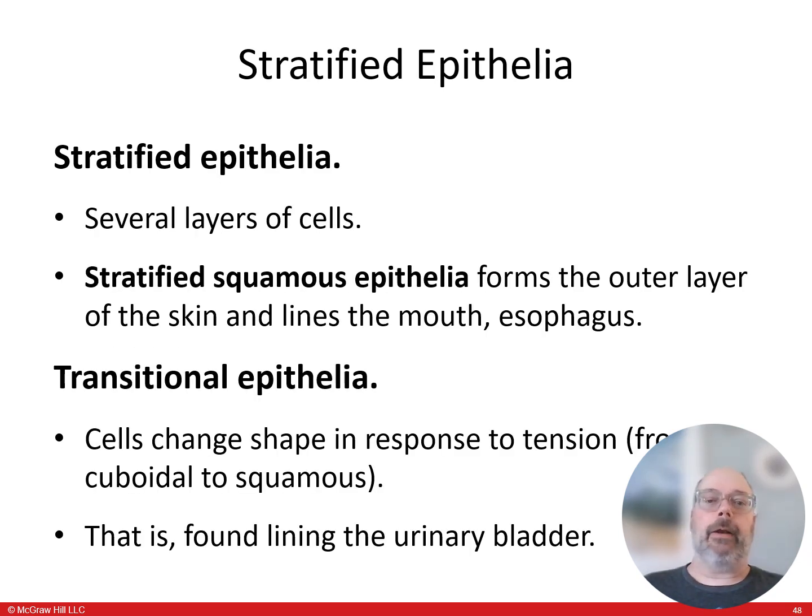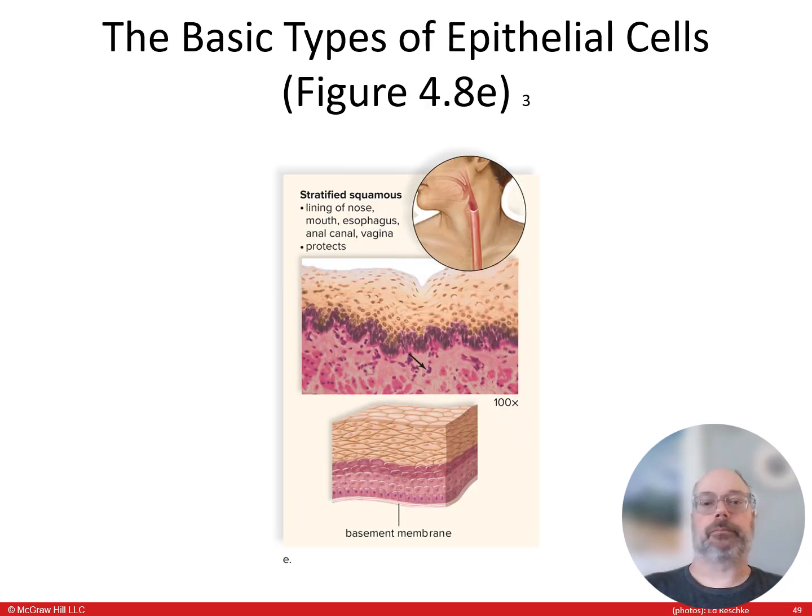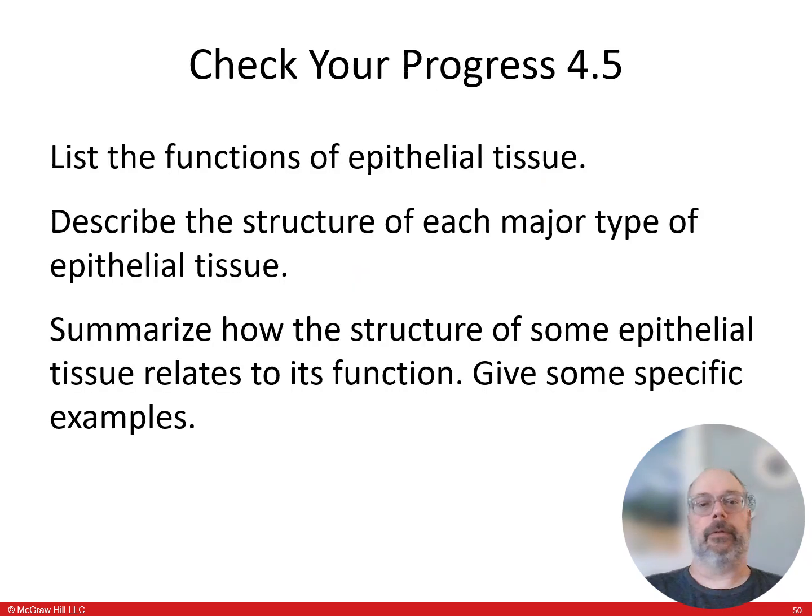Next, we have stratified epithelium, which means more than one layer, several layers of cells. So we can have stratified squamous. All right, this is typical of your skin. Your skin has many different layers. We also have transitional epithelial, so cells change shape in response to tension or a chemical signal. Here are some examples of epithelial cells. All right, you go ahead and check your progress.